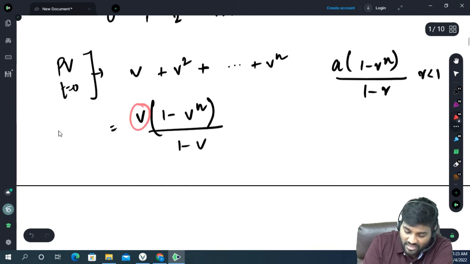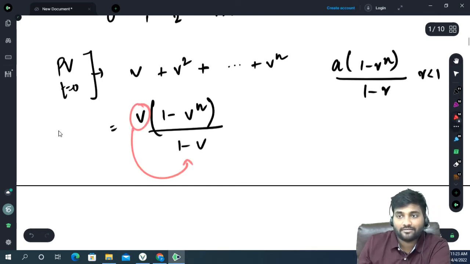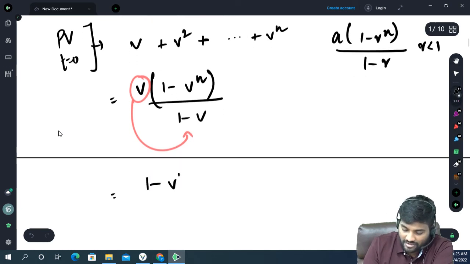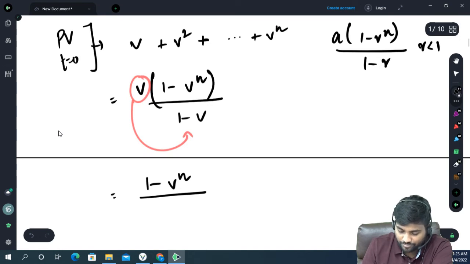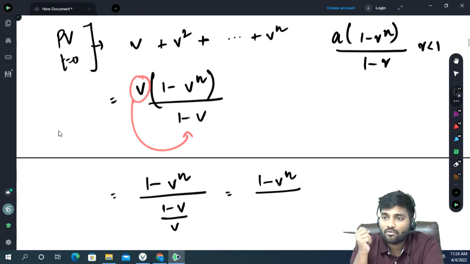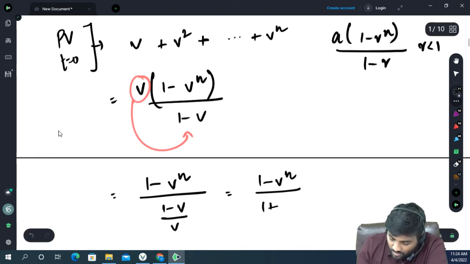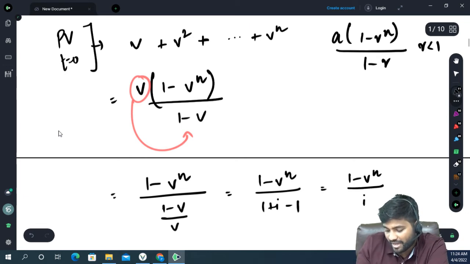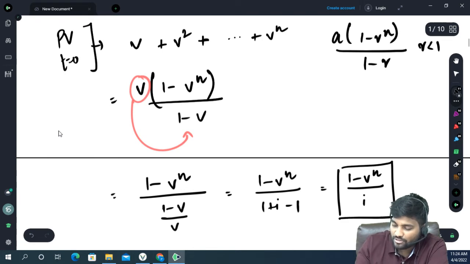We are taking this V to the denominator. Now this will be 1 minus V to the power n by (1 minus V) by V. Clear? This is 1 minus V to the power n by (1 by V minus 1). What is 1 by V? 1 by the discount factor for 1 year is the accumulation factor for 1 year, 1 plus i. So 1 plus i minus 1 is i. So this is 1 minus V to the power n by i.